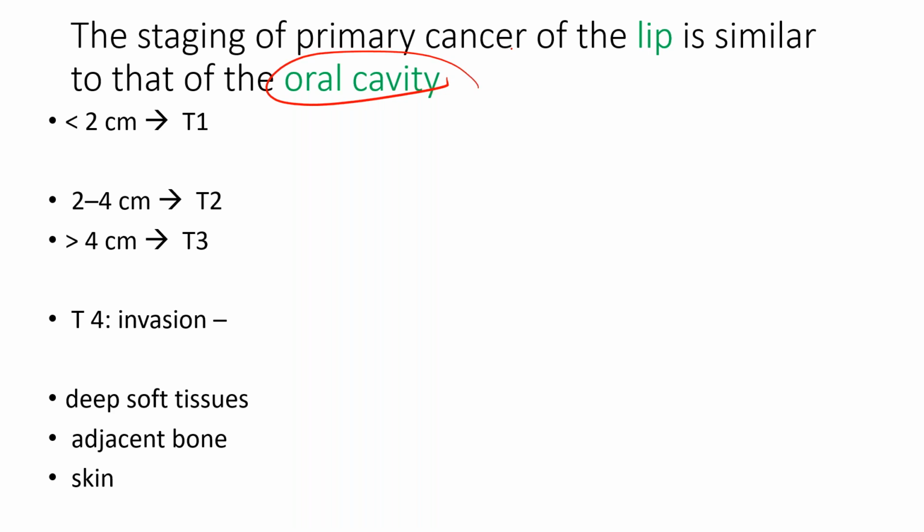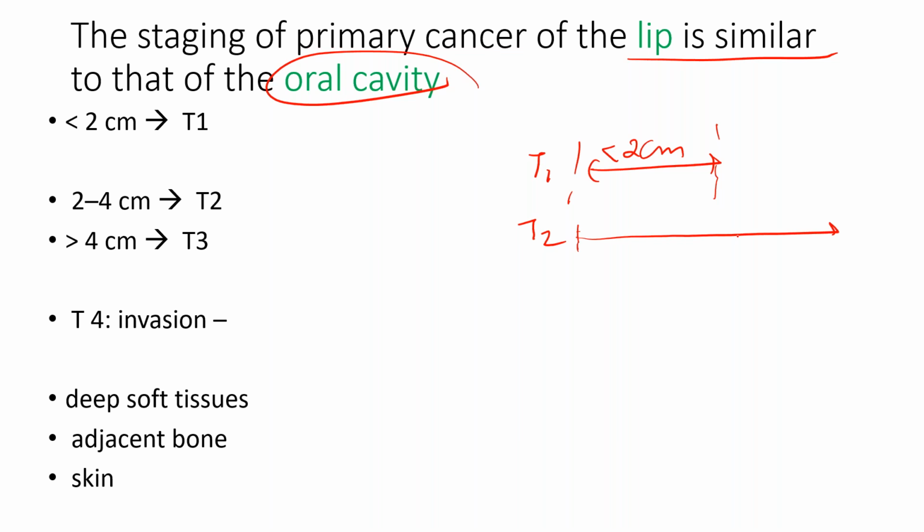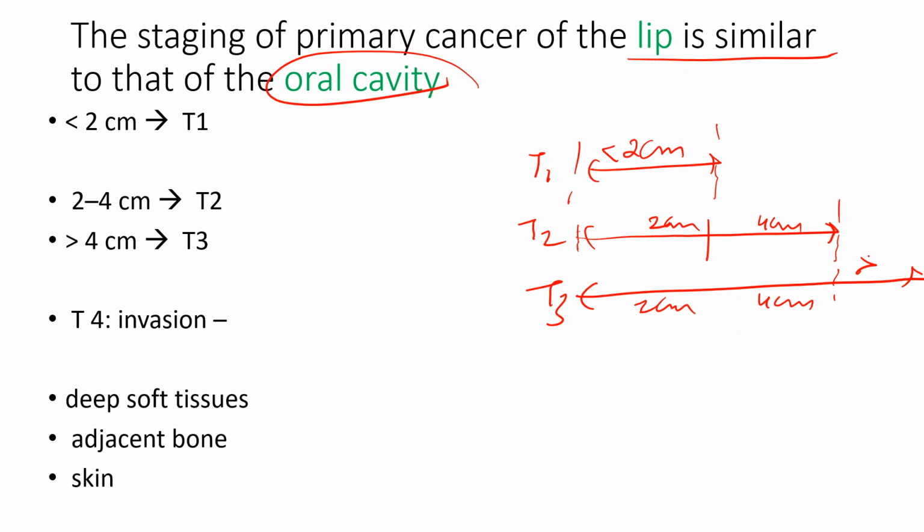How do you stage? Lip cancer staging is similar to that of the oral cavity. T1, for example, is less than 2 centimeters. T2 is between 2 to 4 centimeters. T3 is more than 4 centimeters.